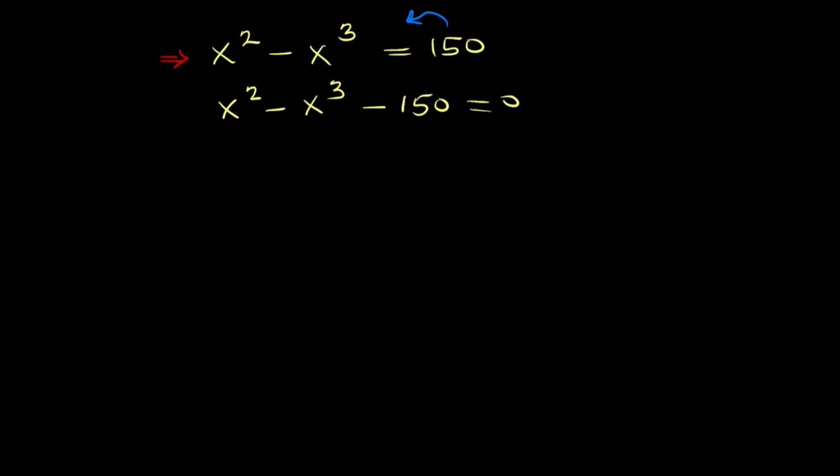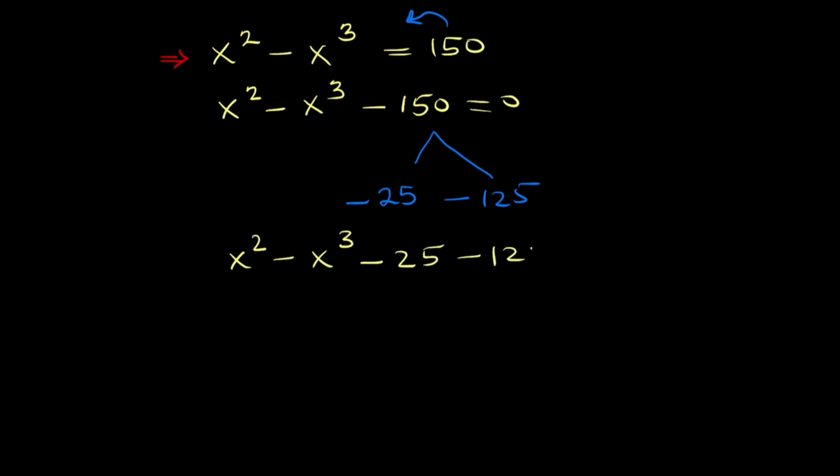Now 150 itself can be broken down into 25 plus 125. So negative 150 will be negative 25 minus 125. Now let's put that all together. The equation becomes x raised to power 2 minus x raised to power 3, then minus 25 minus 125 is equal to 0.